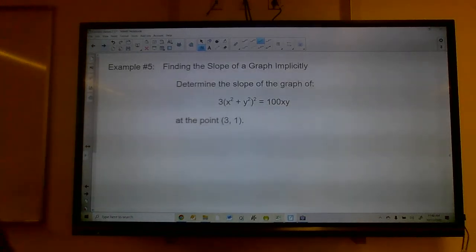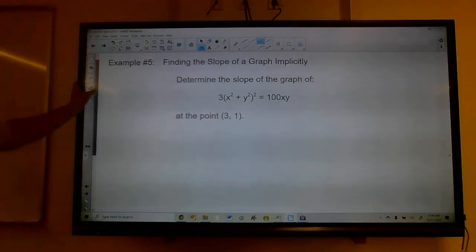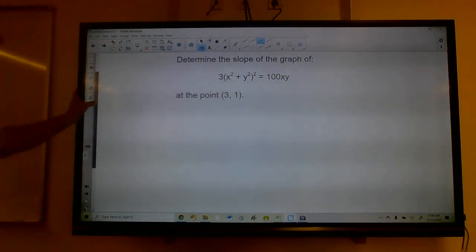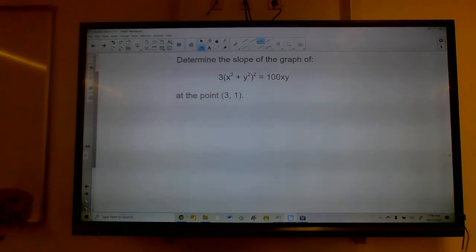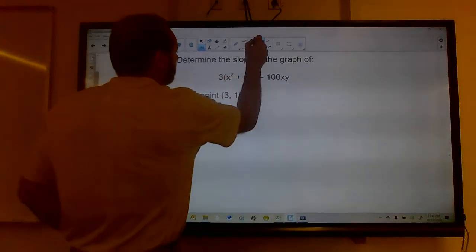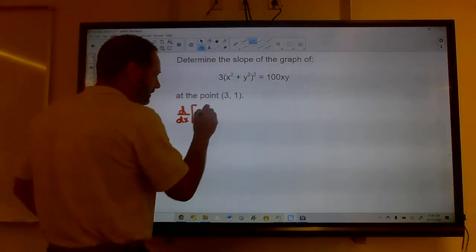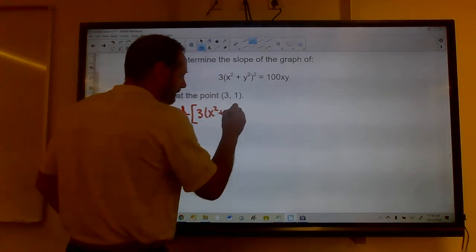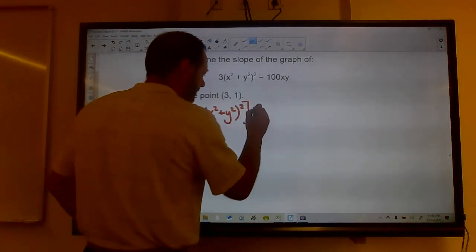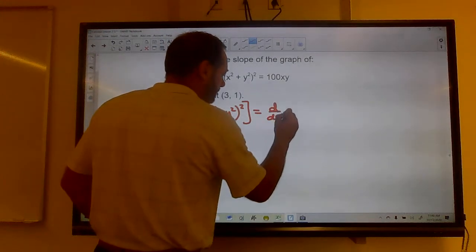Okay, so this is a little bit of a difficult one because it's a pretty complicated equation. Determine the slope of the graph of 3 times (x squared plus y squared) squared equals 100xy at the point (3, 1). Okay, so here we go. Let's do it. We're going to take the derivative of both sides of this equation.